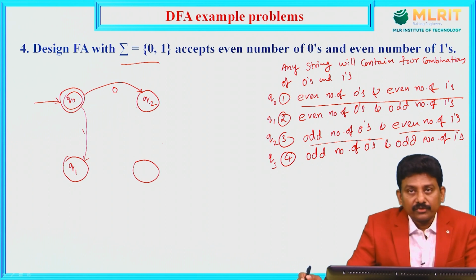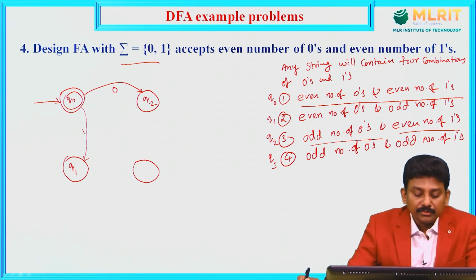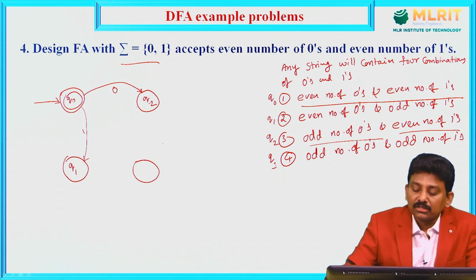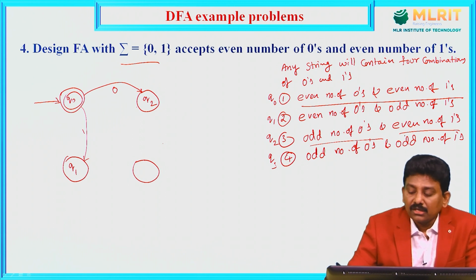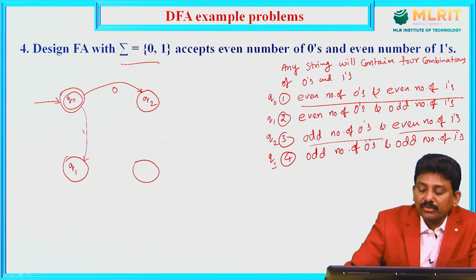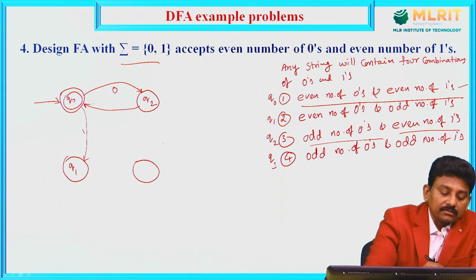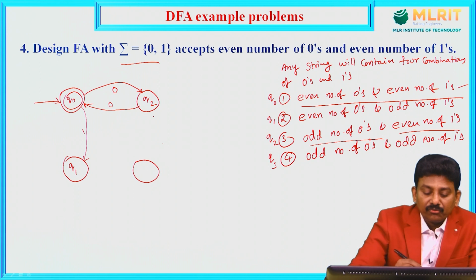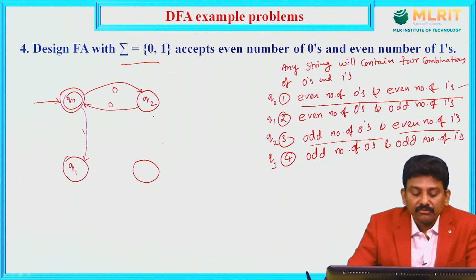Coming to Q2, defining the transitions for 0 and 1. Q2 means odd number of zeros, even number of ones. If you read 0 in Q2, odd zeros become even zeros, and ones stay as they are. So even number of zeros, even number of ones, which is the state Q0. So I go to Q0. In Q2, if you read 1, ones become odd; zeros are already odd. So odd number of zeros, odd number of ones. The state is Q3.